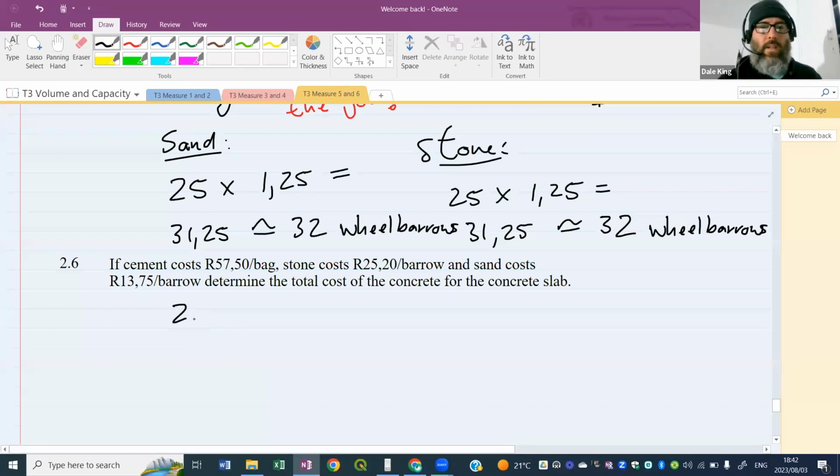I'll just write it down here if you guys can't see. So 25 cement, we got 32 of sand and 32 of stone.